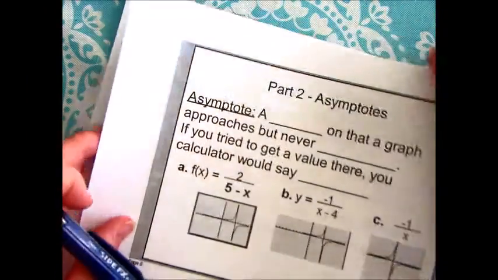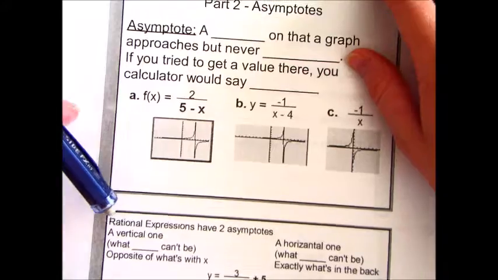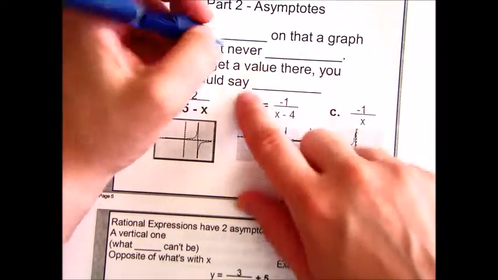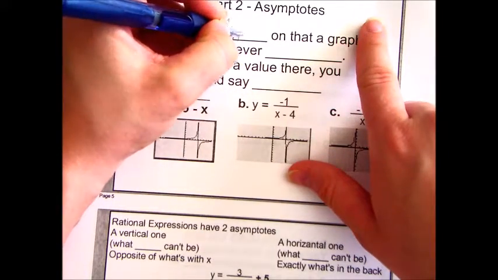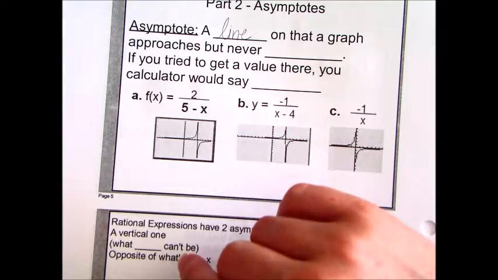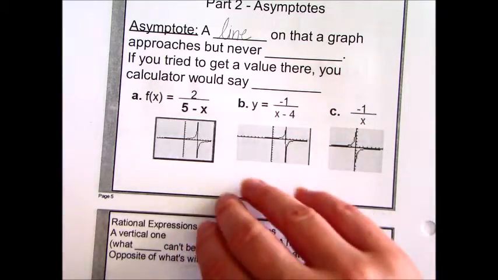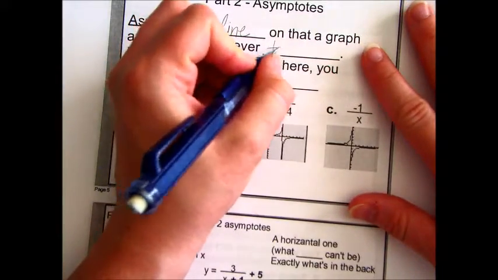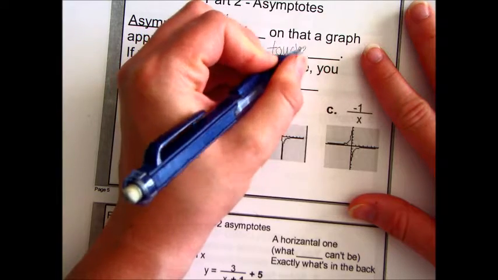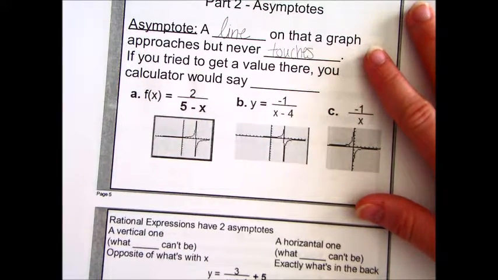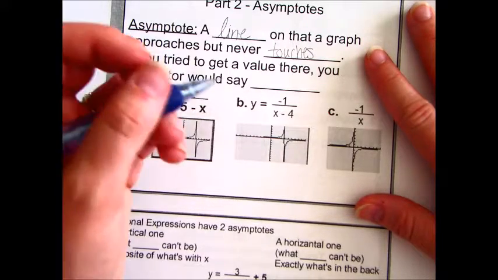Okay, now part 2. How do you find asymptotes? An asymptote is a line on a graph that a graph approaches, but it never touches. If you tried to get a value there, your calculator would say error.